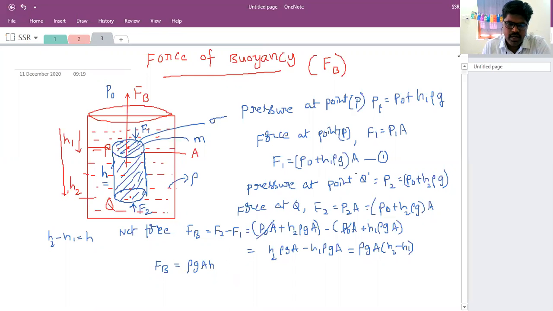Right. Then A into H, what can you write? Area of the cylinder and height of the cylinder, so you can write V, the volume of the cylinder, equal to area of cross section into height. Then you can write this value as rho g V, or rho into V into g, where V is the volume of the cylinder and rho is the density of the fluid. Keep in mind: volume of the cylinder into density of the fluid.